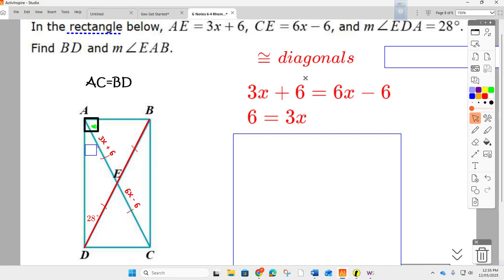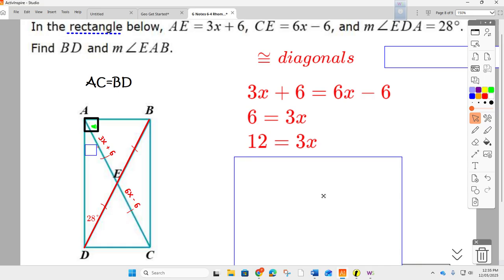oh, I did it in one step. Oh, no, I didn't. We're going to add 6 to both sides. So 6x minus 3x gives us 3x. Add 6 to both sides, we have 12. Divide both sides by 3, and x equals 4. Make sense, Kellen? All right. So once we know what x is, now we can find the length of AE.